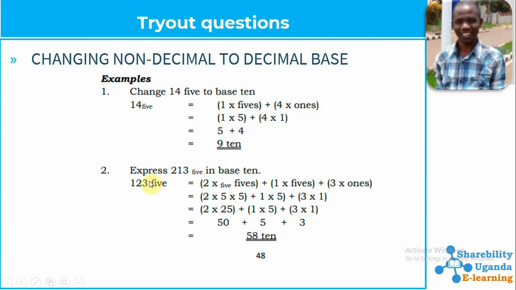Then we can also look at some other examples, especially when you are given more than 2 digits, like here. They are telling us to express 213 base 5 in base 10. They want us to express this in base 10.